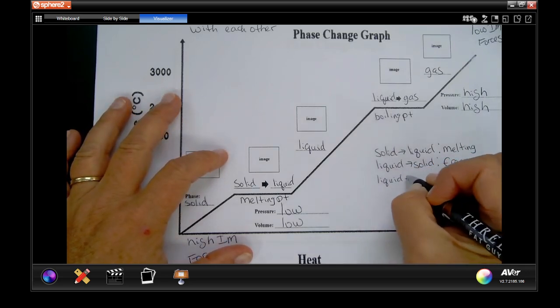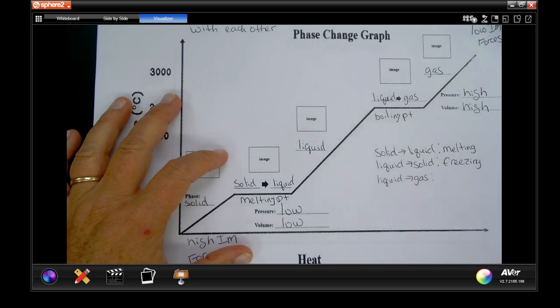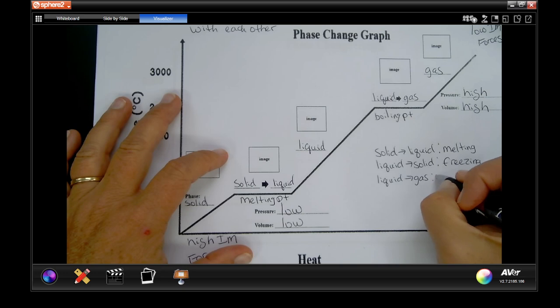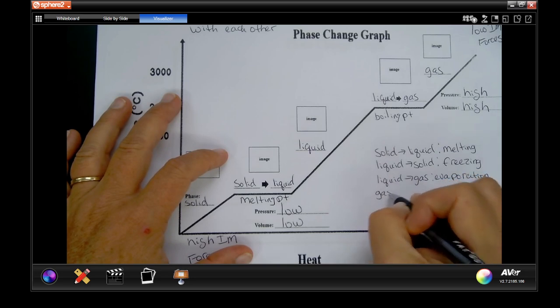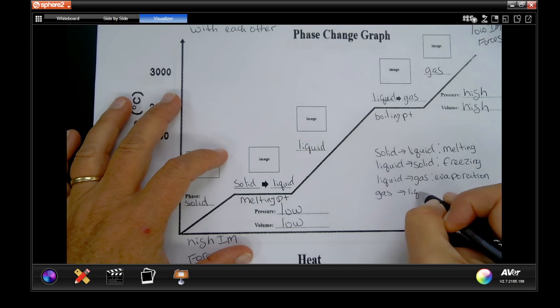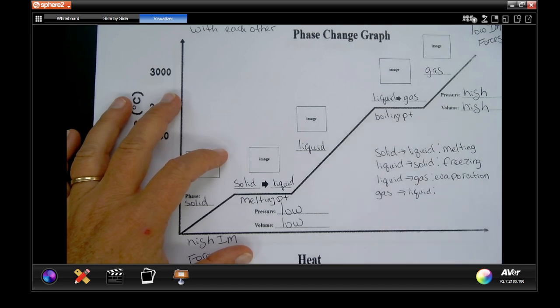And some of you gave this to me right now. When we go from a liquid to a gas, we call that evaporation. Very good. You guys already know that. Okay. Does anyone know what we call going from a gas to a liquid? I heard it there. There you go. It's called condensation.